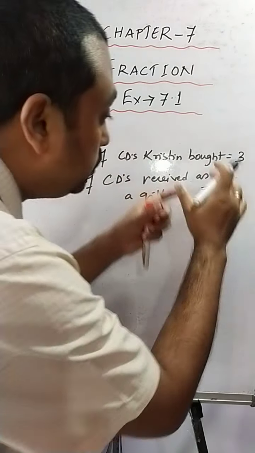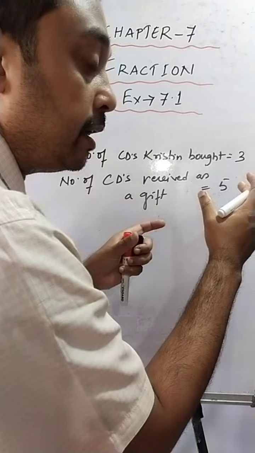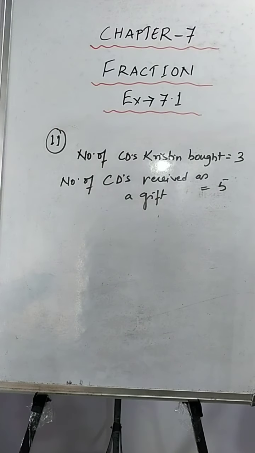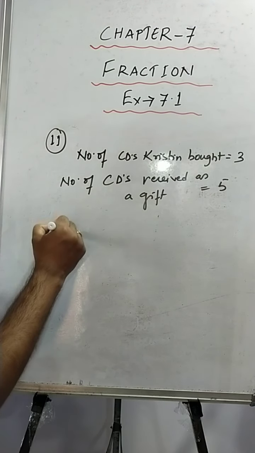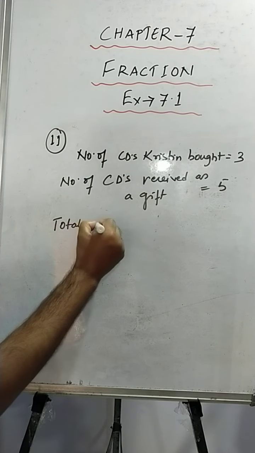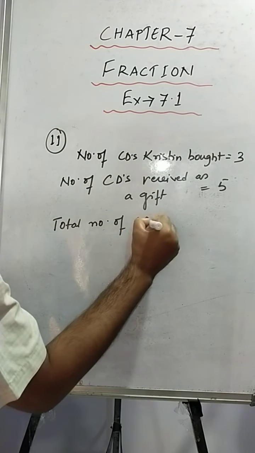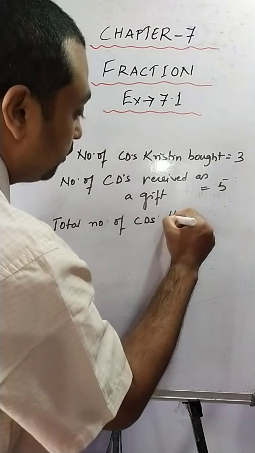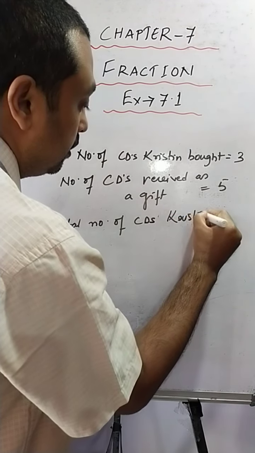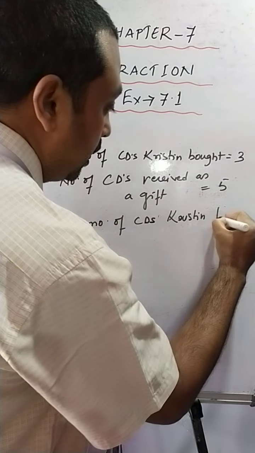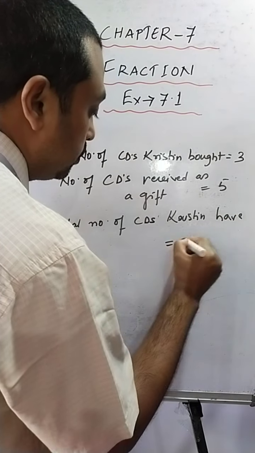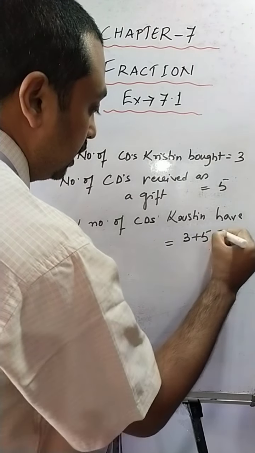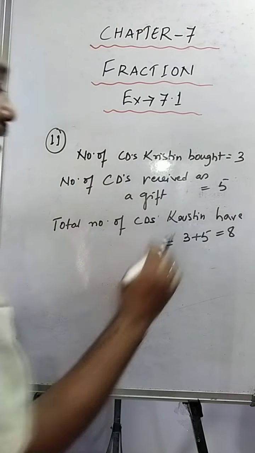Now altogether, how many CDs is she having then? So what is the total number of CDs we will write? So total number of CDs, isn't it? Total number of CDs Christine has. That is equal to what? 3 plus 5. That would be equal to 8. Now 8 CDs she is having.